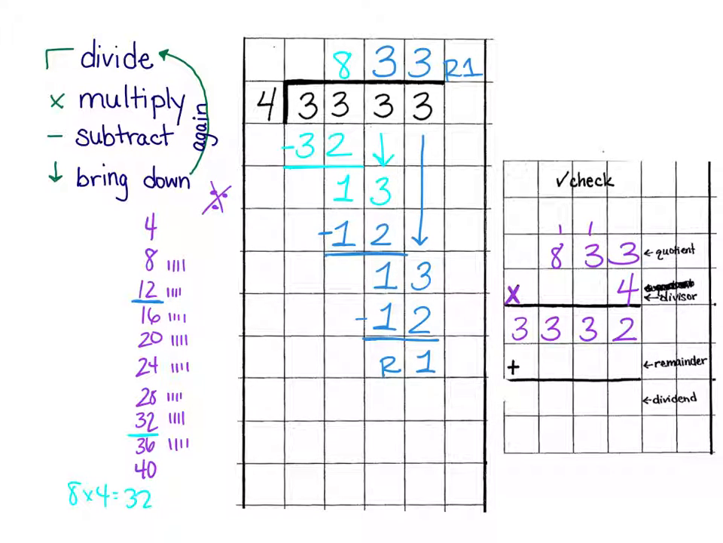And this is not quite our dividend yet, because we still need to add our remainder. Add our remainder of 1. 2 plus 1 is 3. And then 3 plus 0, 3 plus 0, 3 plus 0. 3,333 was what we started with in our dividend. So, put a little star, you got that one correct.